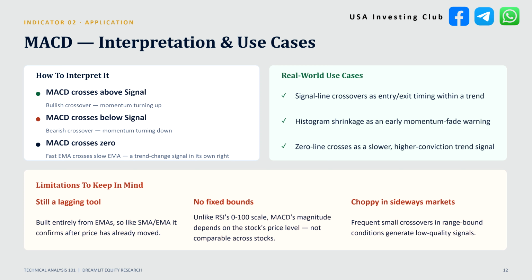Because it's built entirely from EMAs, it confirms what's already happened in price rather than predicting what comes next, exactly like the SMA and EMA from day one. It has no fixed bounds, unlike RSI's clean 0 to 100 scale, which means its magnitude depends entirely on the stock's price level and isn't directly comparable from one stock to another, a limitation we're going to solve later today with the percentage price oscillator. And in genuinely sideways, range-bound markets, MACD tends to whipsaw, throwing off frequent small crossovers that produce low-quality signals.